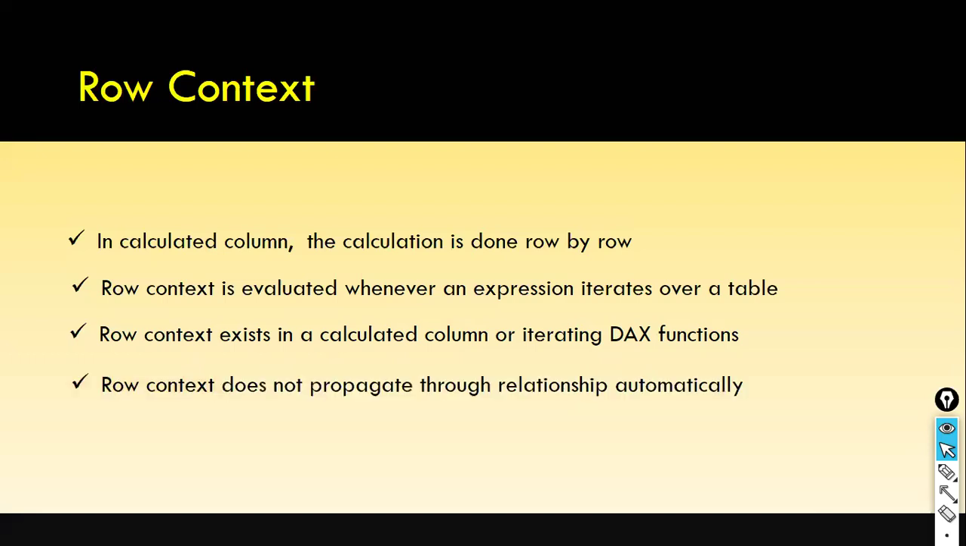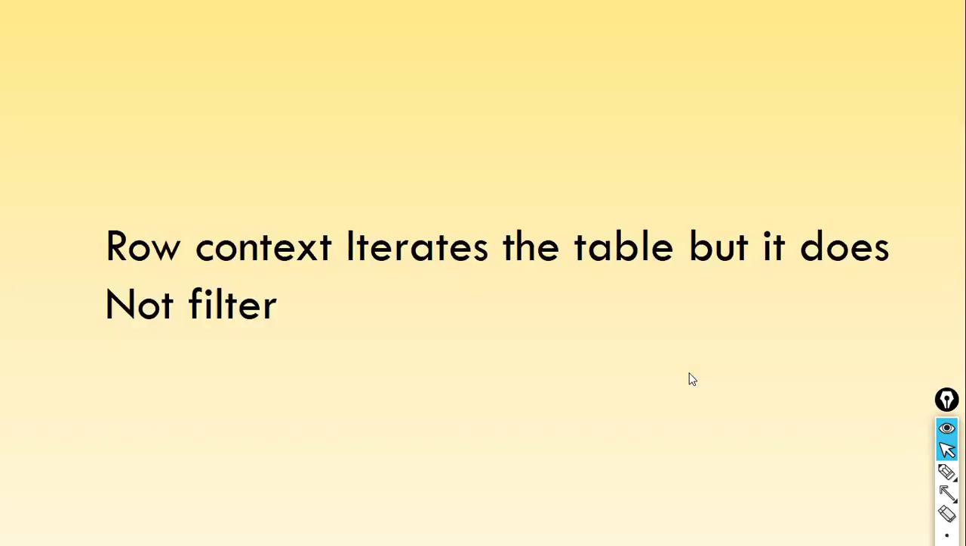Row context does not propagate through relationships automatically. This I will explain later. Remember this in one line: row context iterates the table, but it does not filter. Somebody is asking what is row context. Row context is nothing but evaluating an expression row by row. In the case of a calculated column, it does the row by row operation, hence it is called row context.